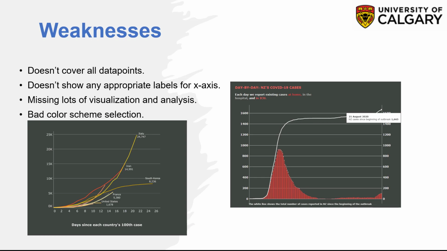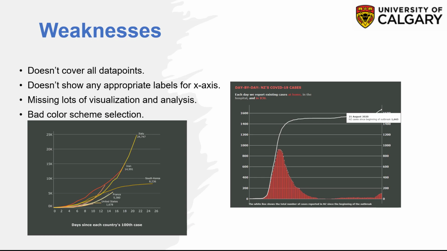This data story is also missing a lot of visualizations. For example, geographic maps to show you the distribution of COVID cases across different regions in New Zealand, the distribution of ICU cases among male and female, and the distribution of ICU cases among different age groups.